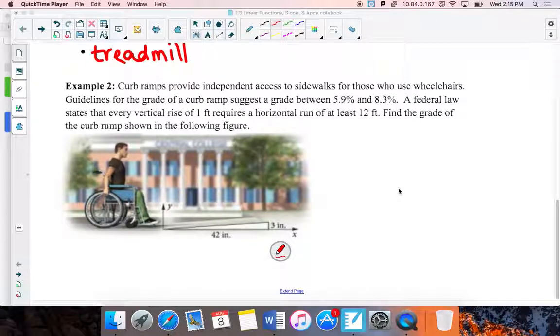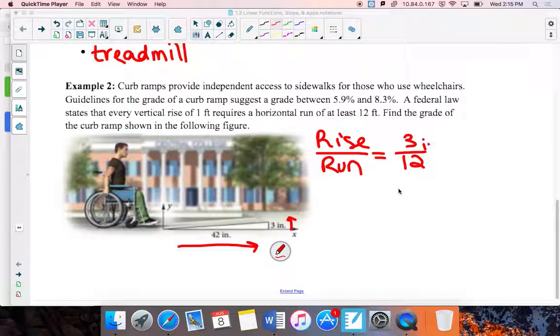Well, grade, like we just talked about in that application, that's really just slope. Well, slope talks about rise over run. So looking at this picture, it's rising 3 inches for every 12 inches it's running. So this is going to be a slope of 3 inches over 42 inches. I couldn't see it on the screen, sorry. So that's going to be about 1/14, which is about 7.1%. So we can see that this ramp does fall between 5.9 and 8.3%, so it would be a good wheelchair ramp to have.